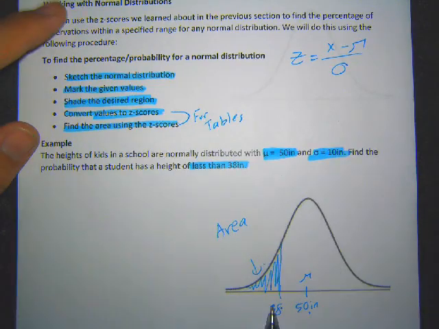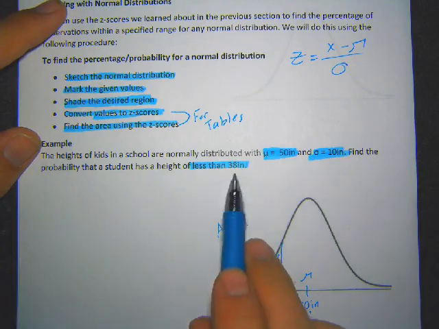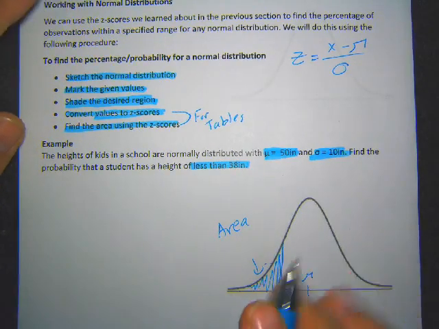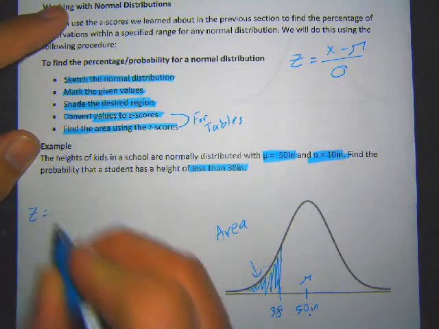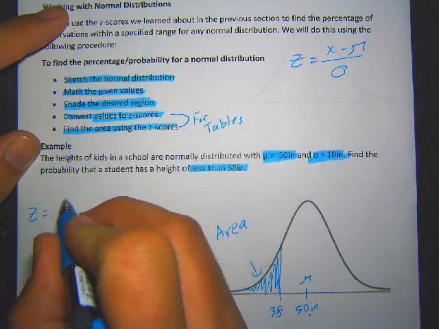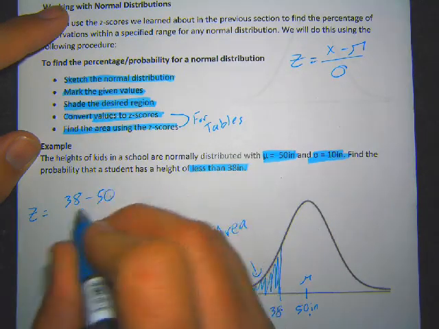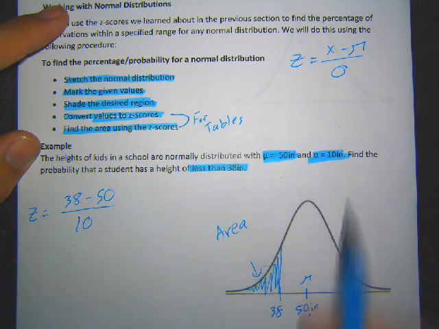Now that we have the values, we marked it off, we're looking at our region, we're going to convert the value they gave us, this 38, into a z-score. So we're doing it by hand with a table, so we use that z-score formula. So our z-score is going to be that value, 38, minus the mean, which is the 50 inches, divided by the 10 inches, which is the standard deviation, which goes on the bottom.